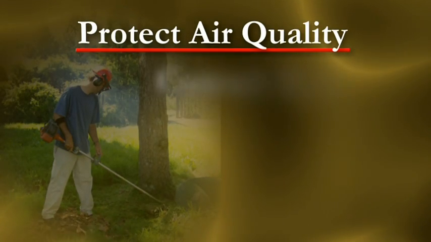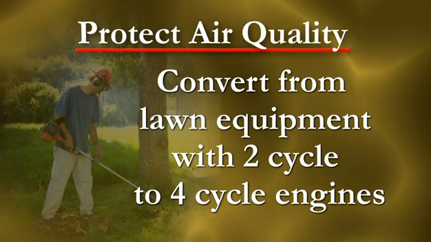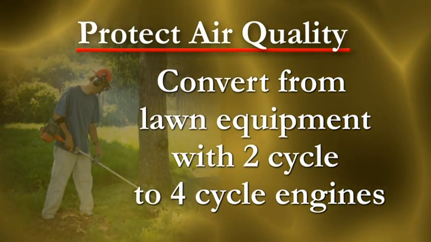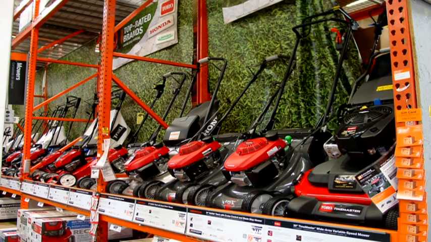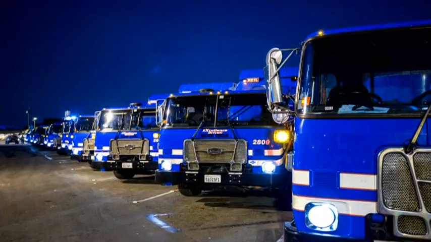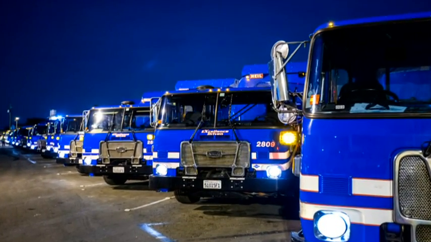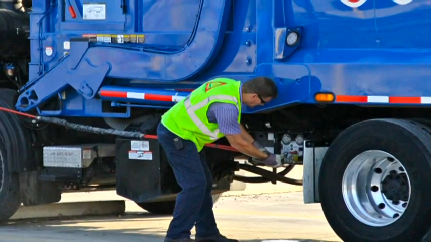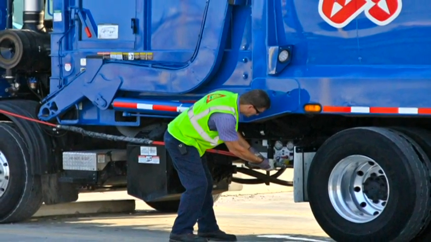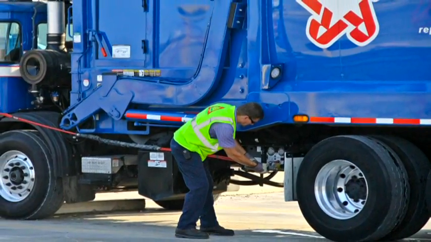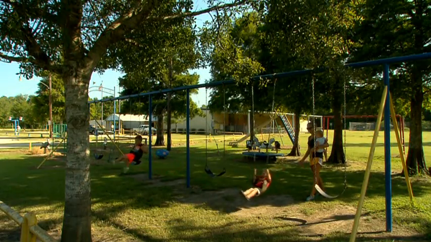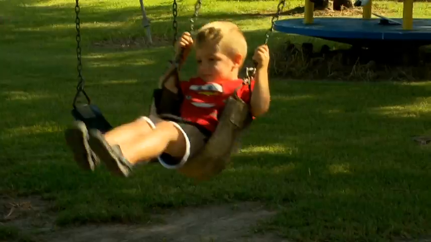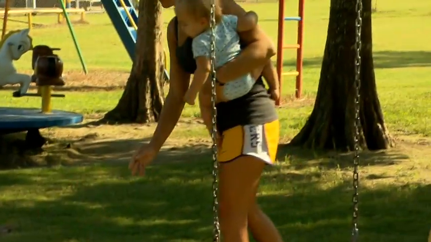Making the change from traditional 2-cycle lawn equipment to a cleaner burning 4-cycle engine saves you money and is better for the environment. Just as fleets are converting over to use compressed natural gas, as consumers, we should also make energy efficiency one of the top features we look for when purchasing equipment. The ability to maintain good air quality not only protects our health, it also saves us money.